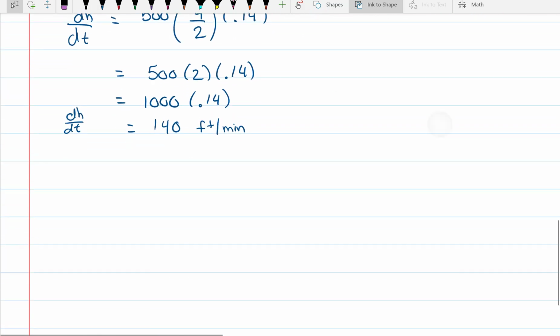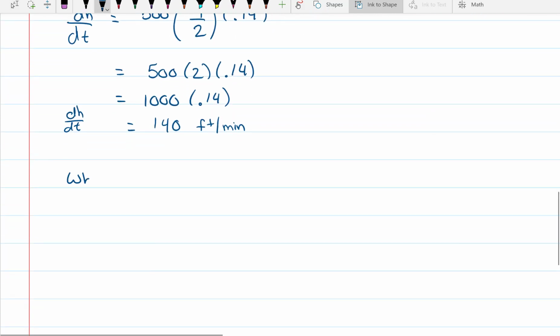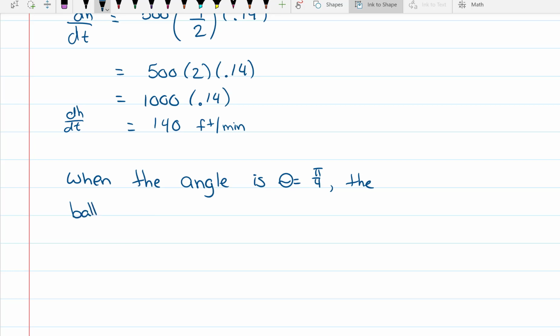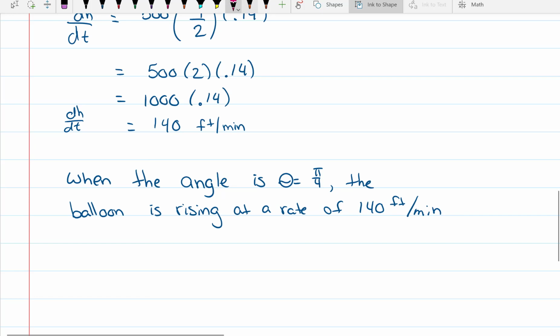So now we just need to write our answer in a complete sentence. When theta is equal to pi over 4, and by angle I mean the angle between the rangefinder and the balloon, the balloon is rising at a rate of 140 feet per minute. And this is your complete answer.